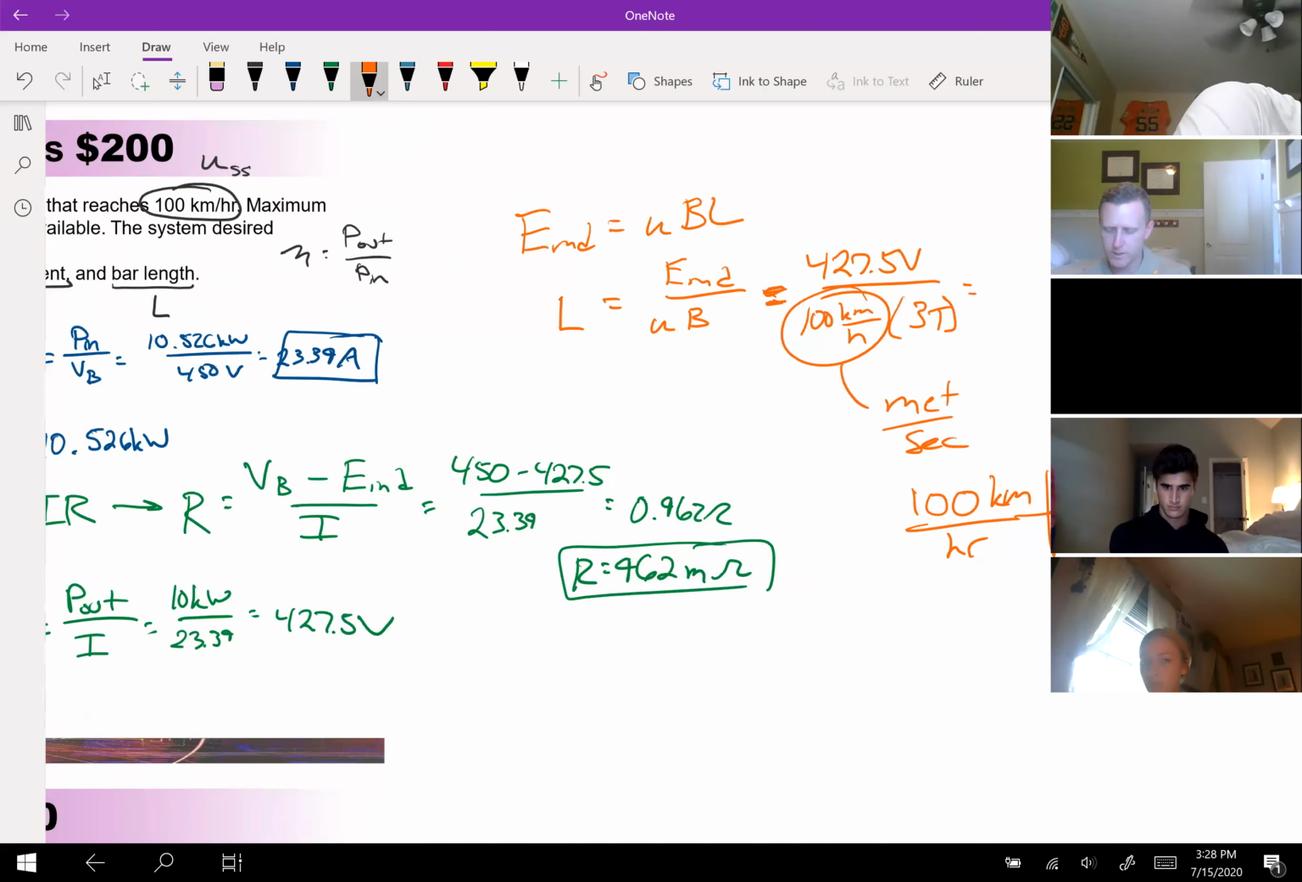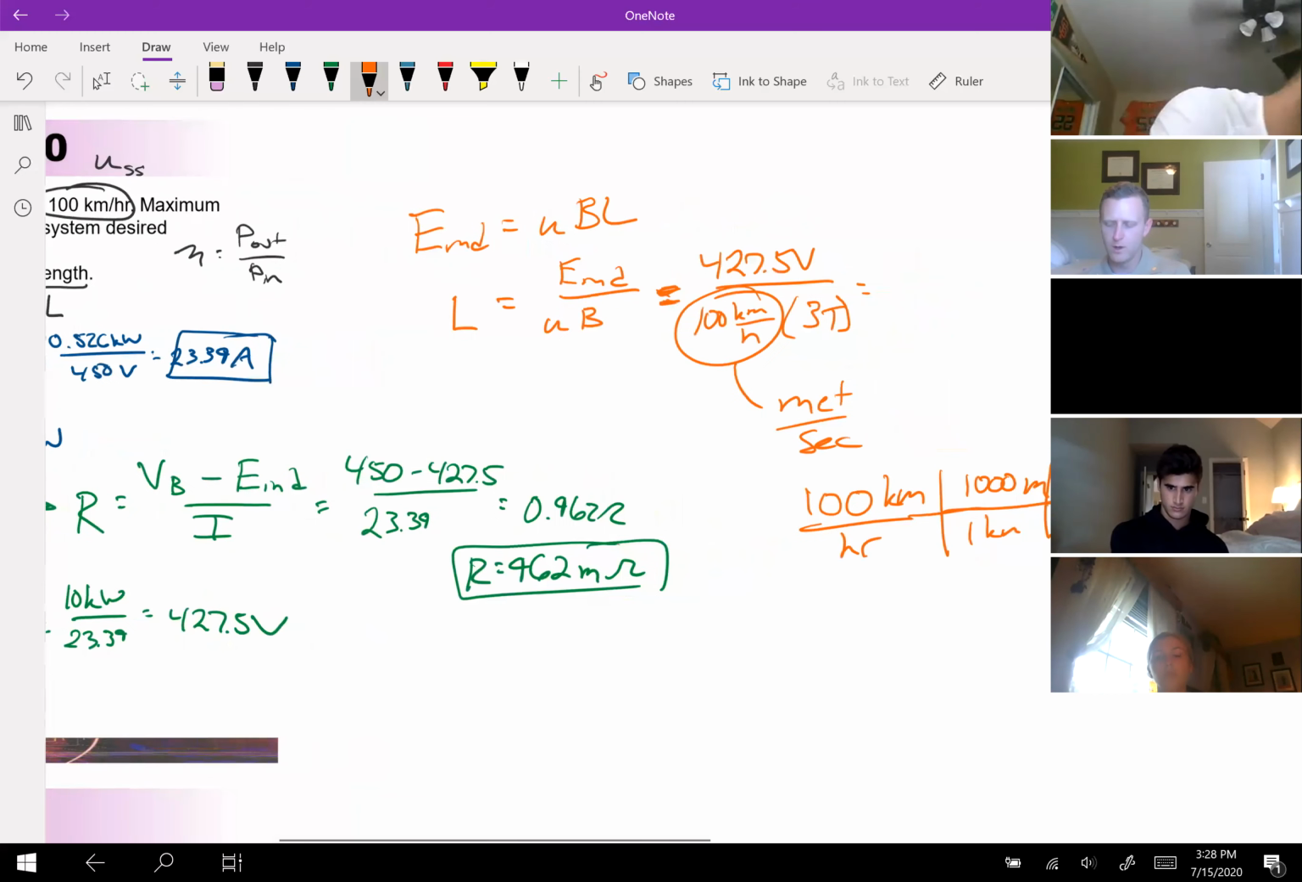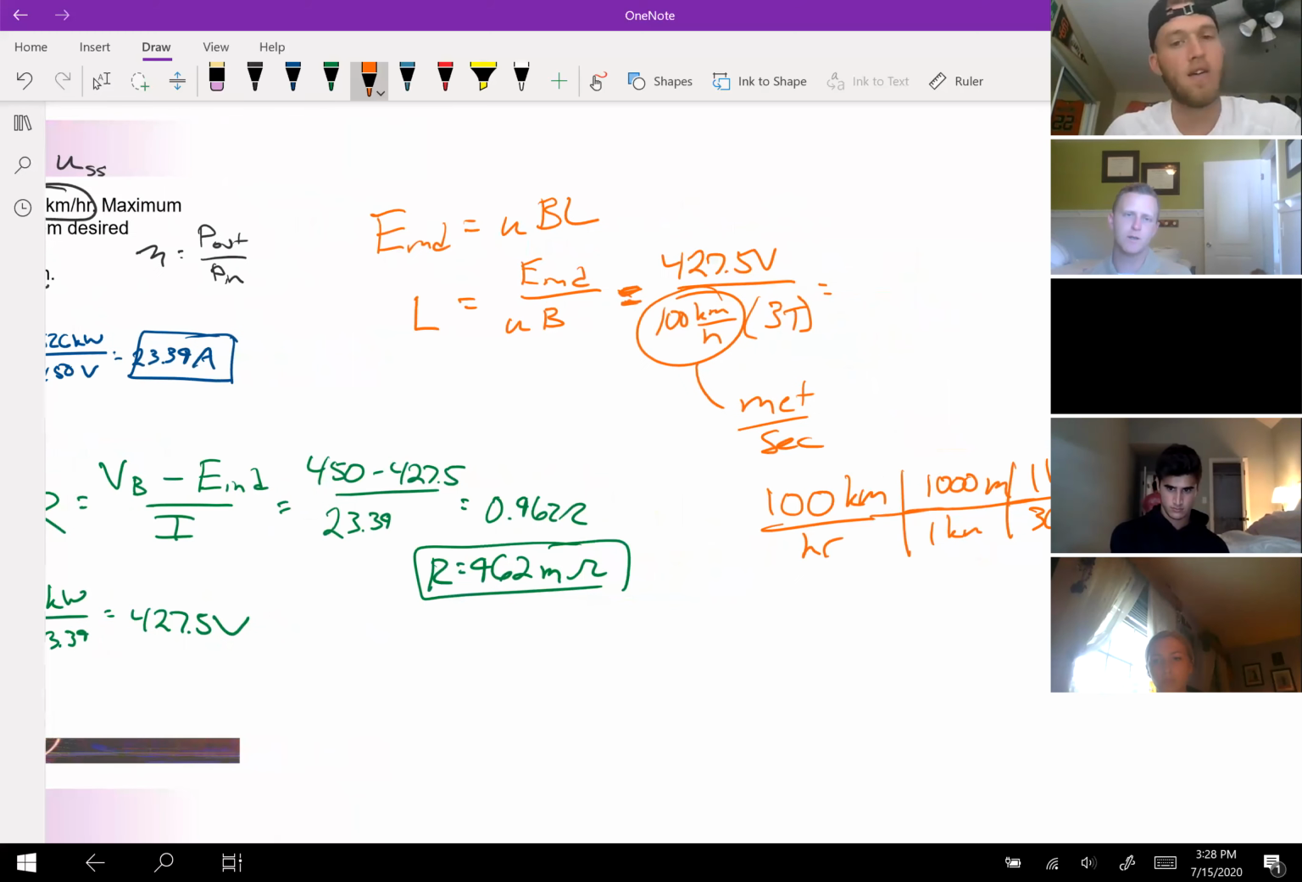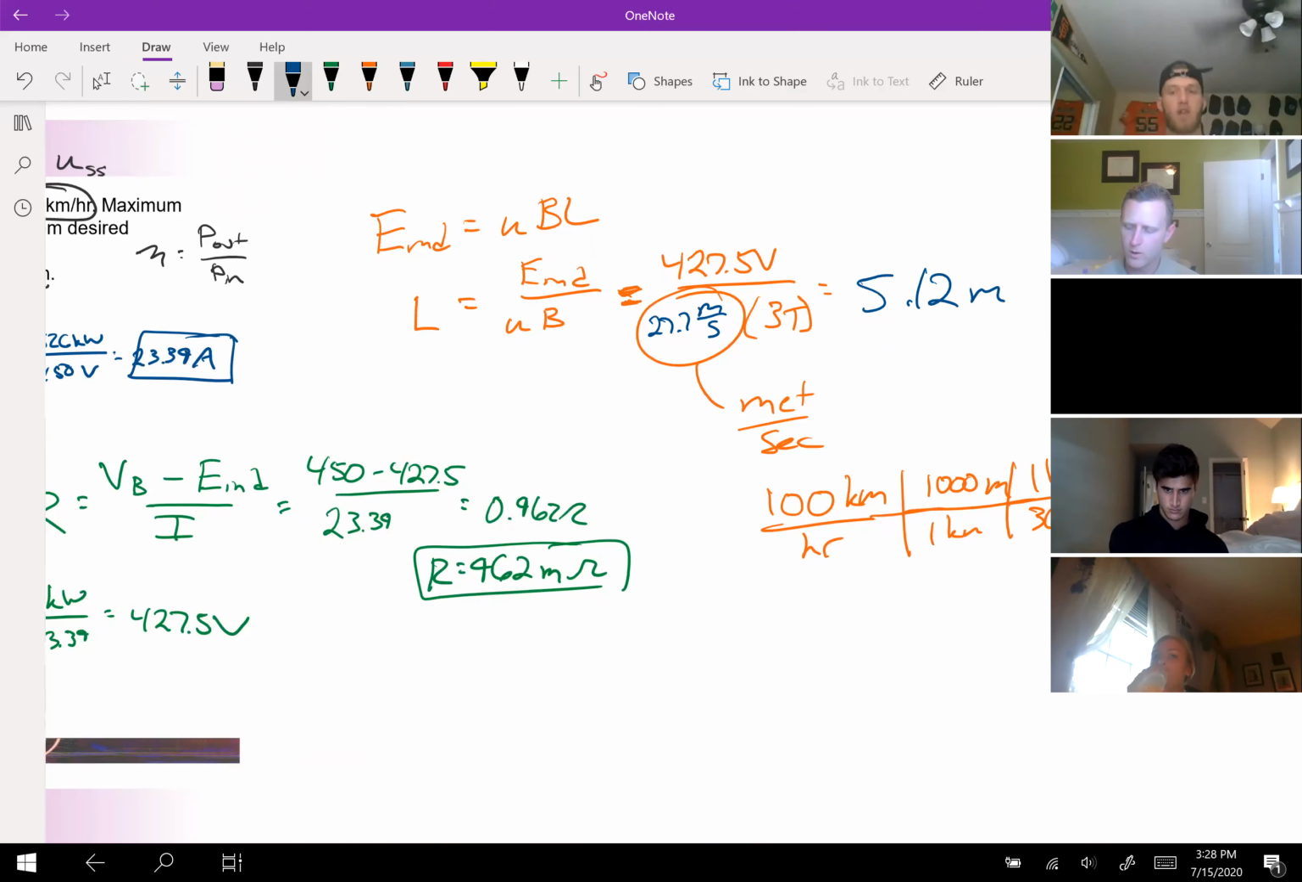And I can do the railroad tracks. 1 kilometer is 1,000 meters, and 1 hour is 3,600 seconds. If you need to do 60 times 60, for 60 minutes in an hour, 60 seconds in a minute, that would also be fine. But meters per second comes out to 27.7 meters per second. So here, this needs to be 27.7 meters per second. And then once I do that, I get 5.12 meters.